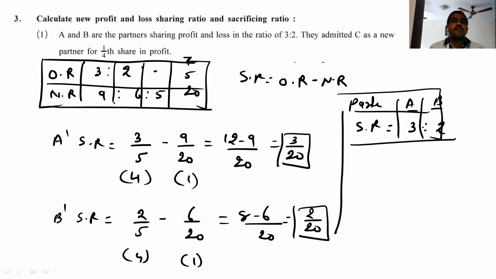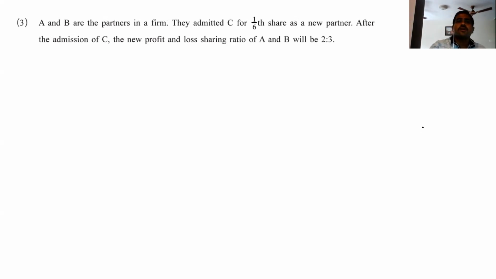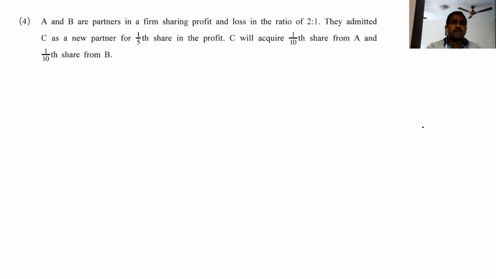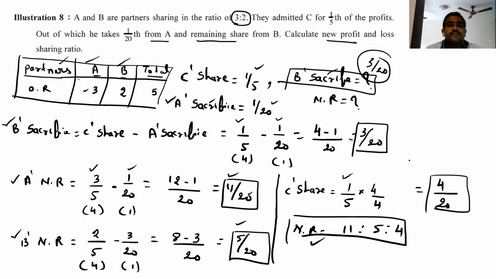So we have learned two topics in this particular sum. Next, see the next one. A and B are the partners of a firm and the ratio is 4 by 5 and 2 by 10. They admitted C as a new partner for 20% profit of the firm. In the coming period, revise the second, third and fourth questions. I'm giving it as homework, so just practice it. Whatever we have done today, a short revision of that we can do.